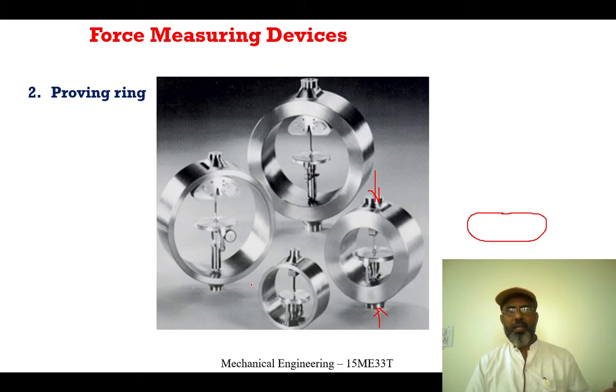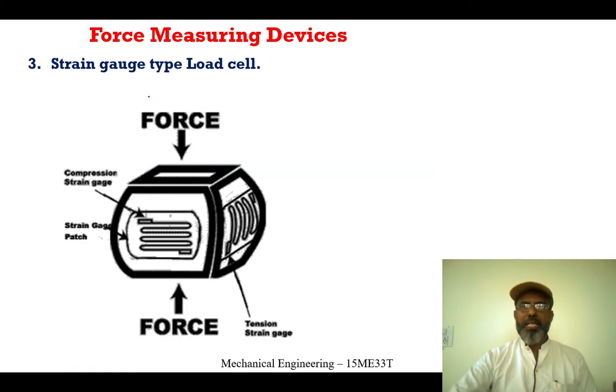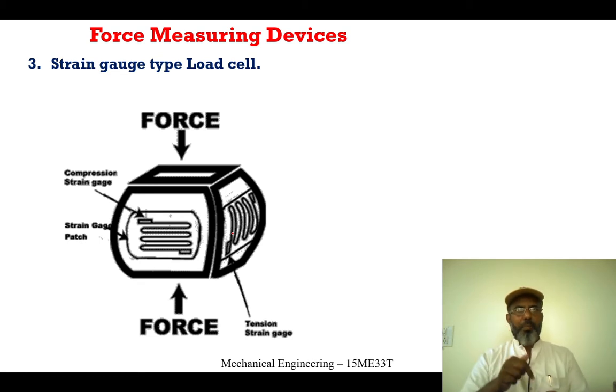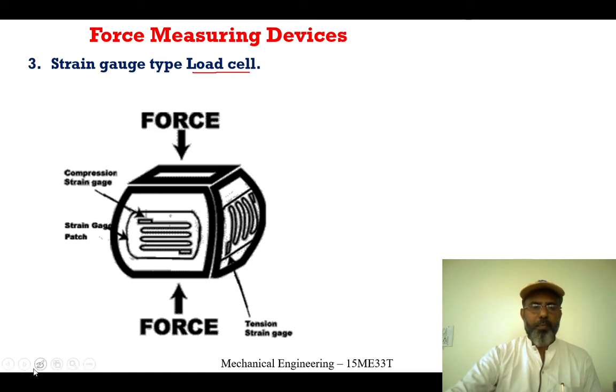Therefore, either it may be a spring balance, or it may be a proving ring, or it may be a strain gauge load cell. All these members are made up of elastic members. Elastic members means when you are going to apply the load, they get deformed. On the removal of the load, they once again return to their original shape. That property is known as elasticity. Therefore, spring balance is one type of elastic member, proving ring is second type of elastic member, and here strain gauge type load cell. This load cell is also an elastic member. Now let us discuss more about strain gauge type load cell.